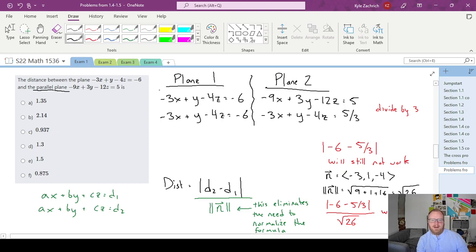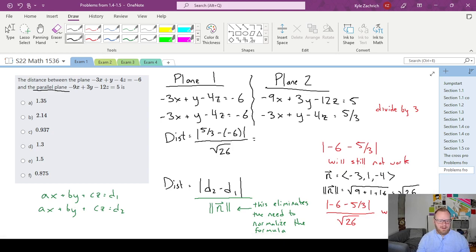So anyway, I'll proceed with the problem as I think you should, which is to say that that distance is going to be equal to d2 minus d1. Order doesn't matter though, right? That's why the absolute value is there. And then we're going to divide that by the square root of 26. That ends up being, let me pull up my calculator.